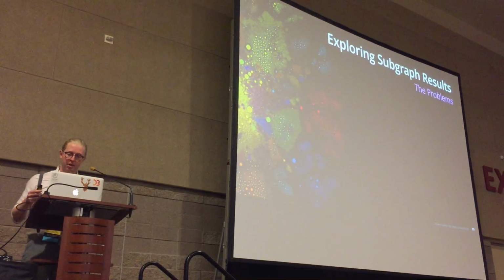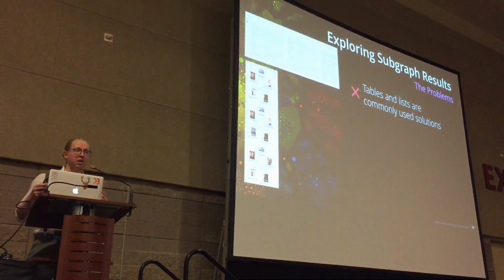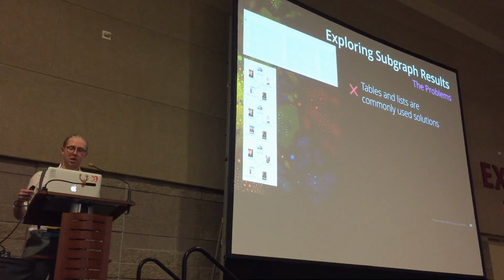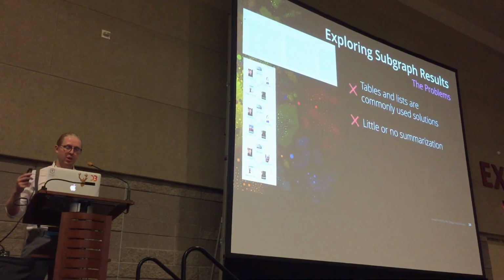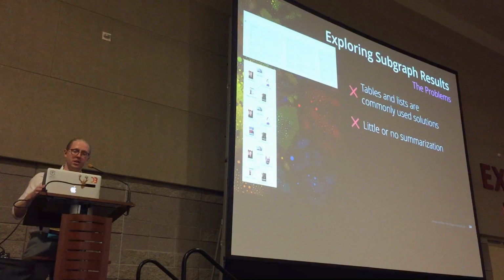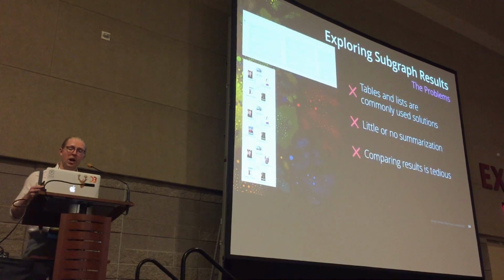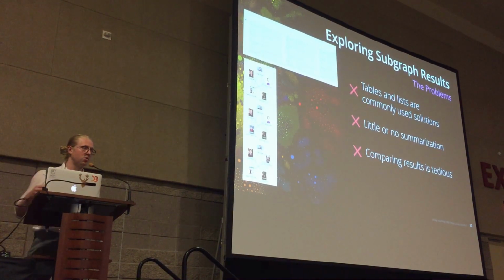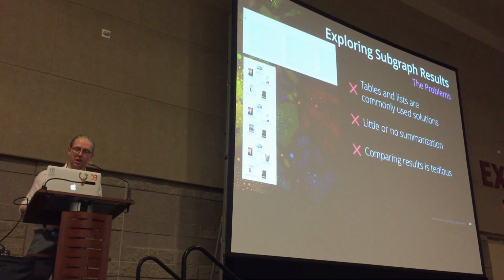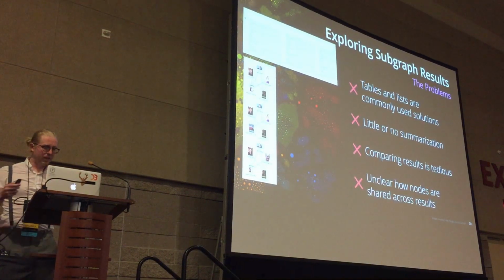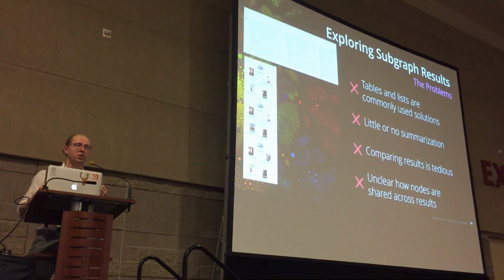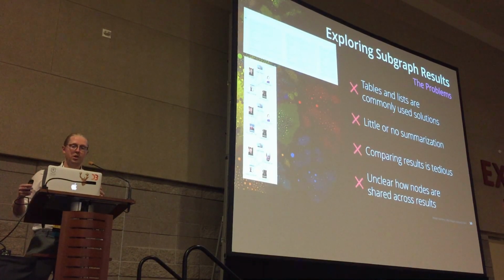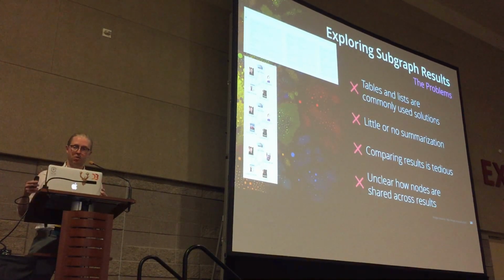This is compounded by the fact that the industry standard right now is to give your results back as a list or a table. And there's really little summarization done in these lists and tables. One of the reasons why is that they take a lot of comparisons. If you want to try to summarize it, you have to scroll back and forth or up and down. And finally, it's unclear what's shared. Does one node come up only once, or is it in all of your results? To find that out, you have to constantly scroll back and forth.